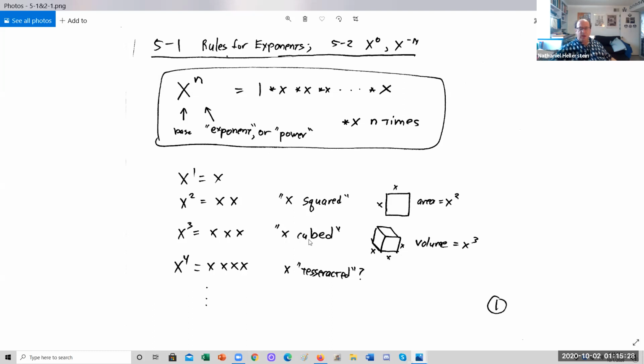It's called x cubed because if you have a cube with a side of x, then the volume is x to the third power, x cubed. X to the fourth power is x times x times x times x. I suppose no one ever came up with a geometric term for it. I suppose you would call it x tesseracted if you believed in four-dimensional cubes. And of course, it goes on from there.